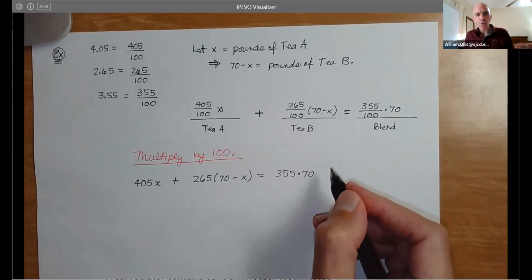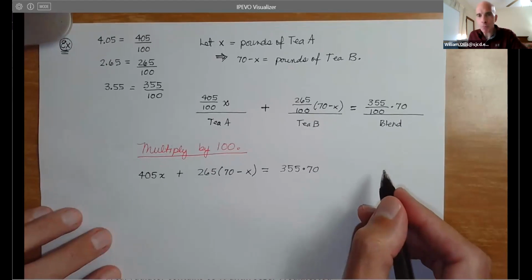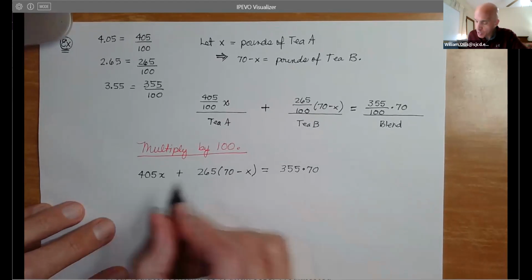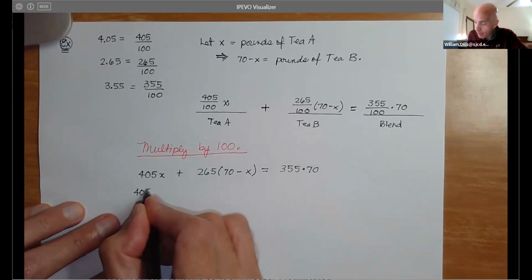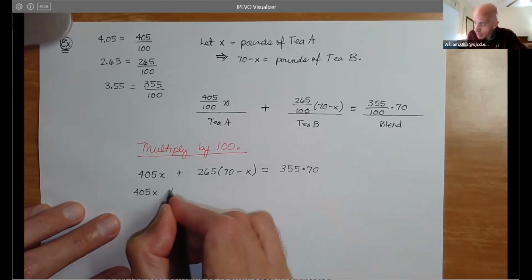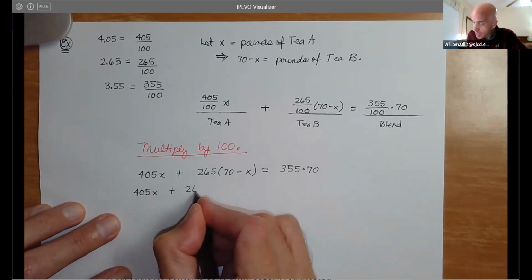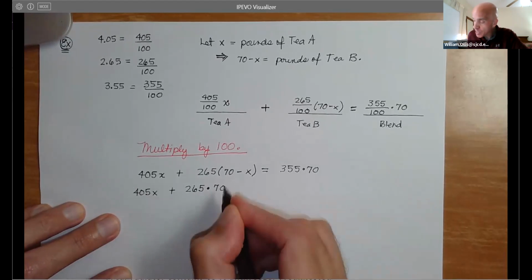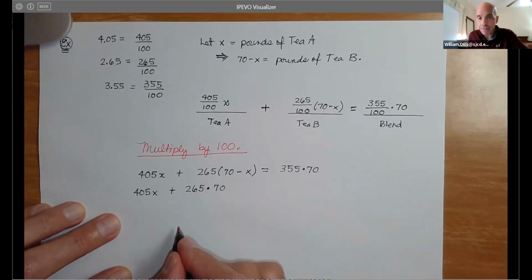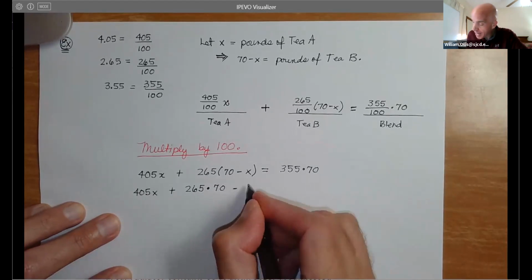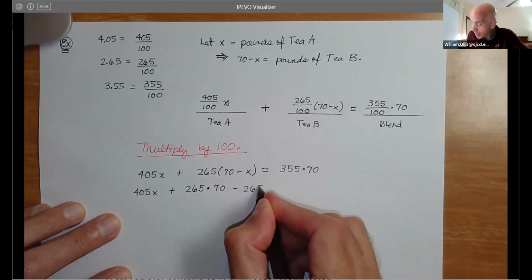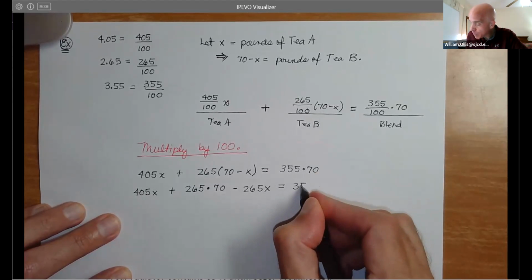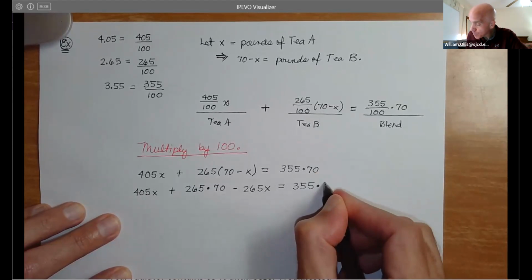Now, like I said before, I know that this is a little bit different, but now we're treating the numbers just like the variables. So we have 405x plus 265. Don't multiply, we just have what? We have 265 copies of 70. Then we have a negative 265x. And we have 355 copies of 70.